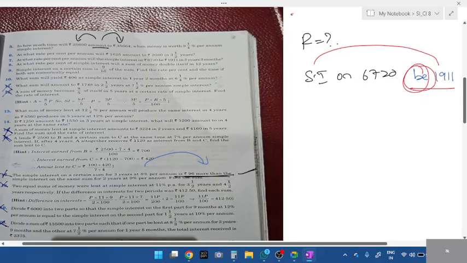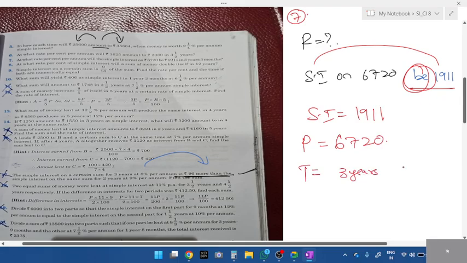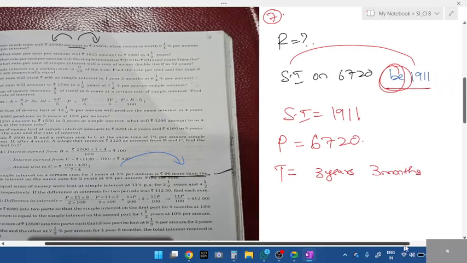Response to the seventh question. We are doing the seventh one. So the simple interest on 6720 is 1911. So the simple interest value is 1911. This 6720 is the principal. What is the time period given? Time is equal to 3 years. How many months? 3 years, 3 months, right?